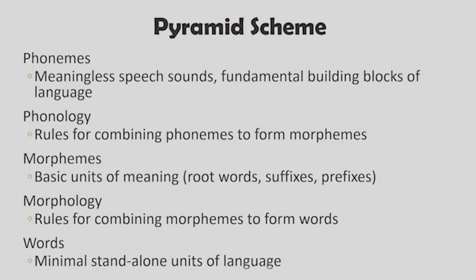Now these morphemes combine to form whole words, and words combine to form phrases. Phrases are sentences or parts of sentences which are not complete, but they can stand on their own. And phrases combine to form sentences, and sentences form discourse. So sentences lead to discourse, and these sentences are formed of words and phrases. These phrases are combinations of words, and the words are combinations of morphemes, and the morphemes come from phonemes.